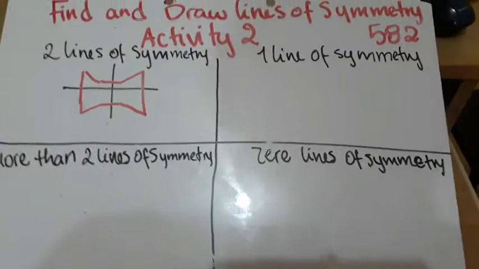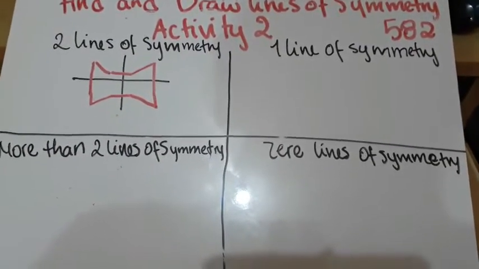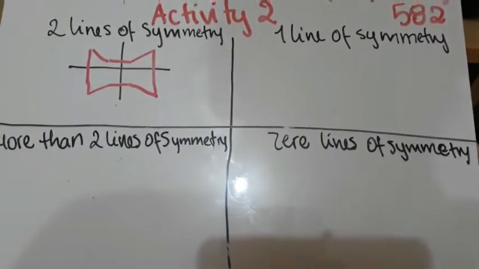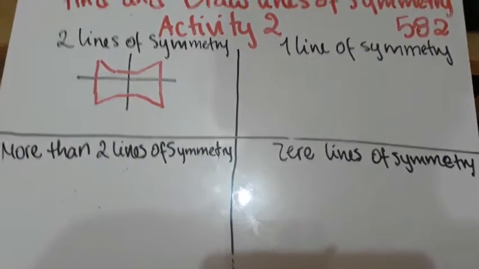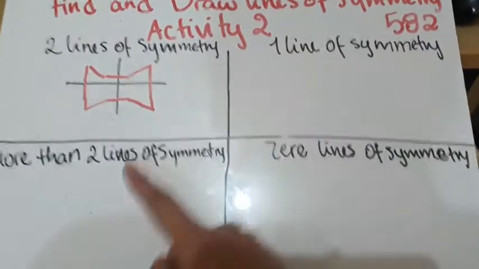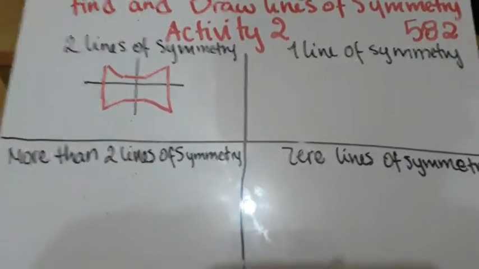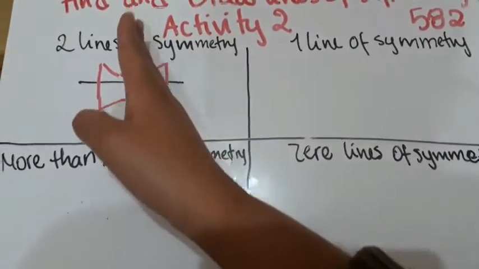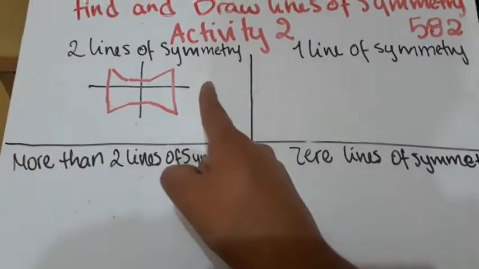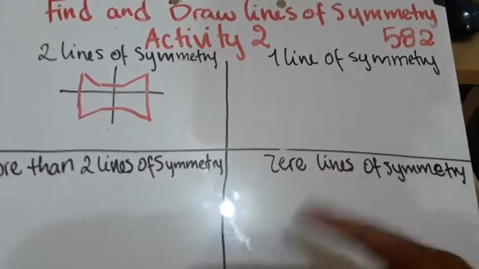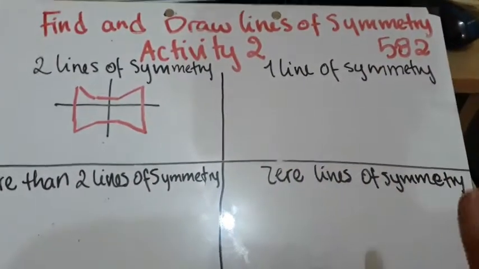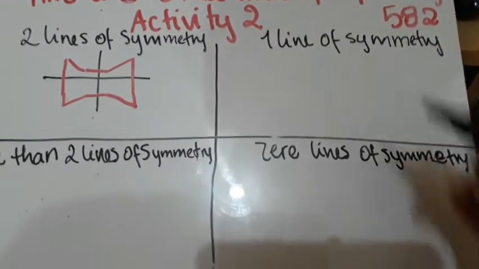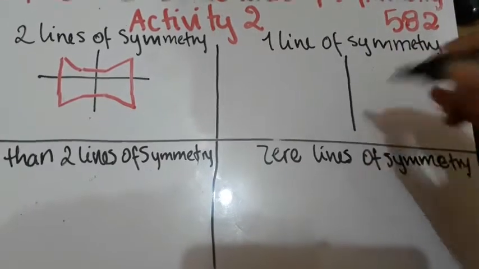Okay, now let's go to page 582, activity number 2. We have 4 spaces and they want us to draw lines of symmetry, but with a specific number. First we have 2 lines of symmetry, so we have 1 vertical and 1 horizontal. Now, in this case, we need to draw 1 line of symmetry. So the first thing we're going to do is draw our line.